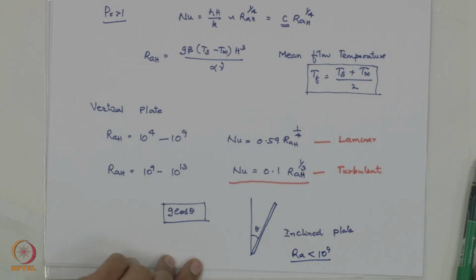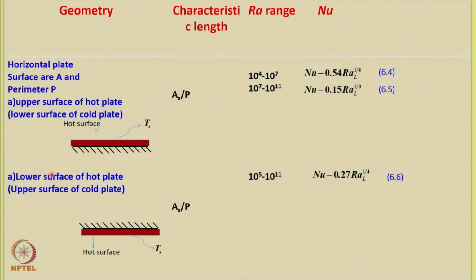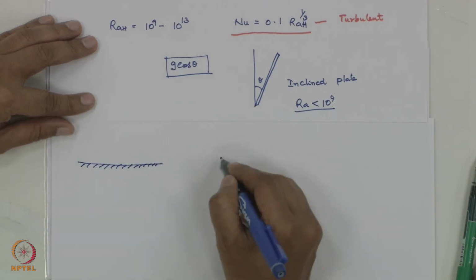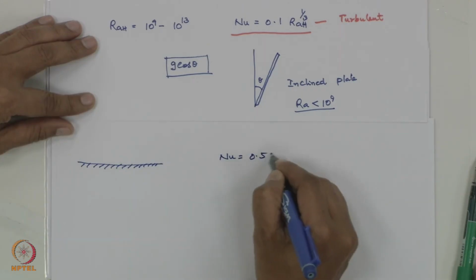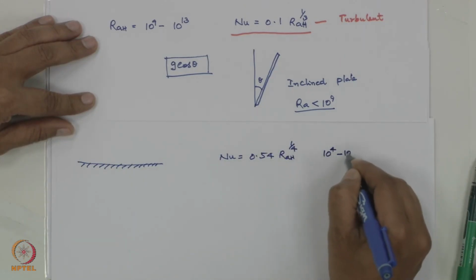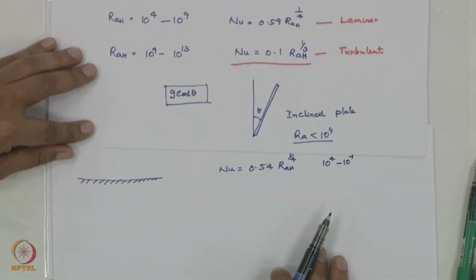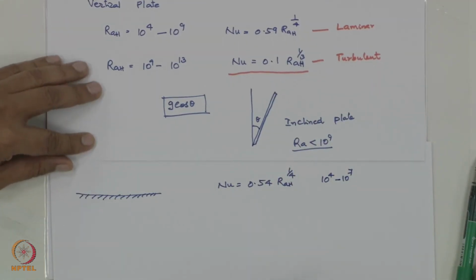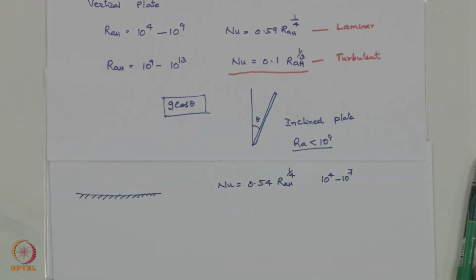Okay. So if you come to the horizontal plate, the Nusselt number for the horizontal plate that is heated upwards, with the bottom insulated, is equal to 0.54 Rayleigh number to the power of 1 by 4 for 10 to the power of 4 to 10 to the power of 7. You see, whether it is vertical or horizontal, the value is almost the same. It's not very much different. So generally we think that only for the vertical plate the natural convection is higher. So this is what you get for the horizontal plate.